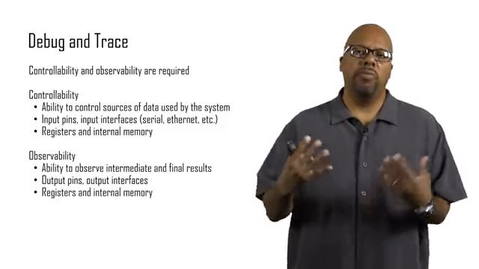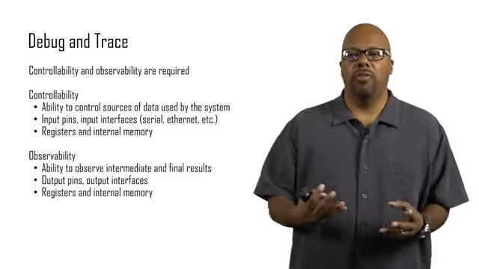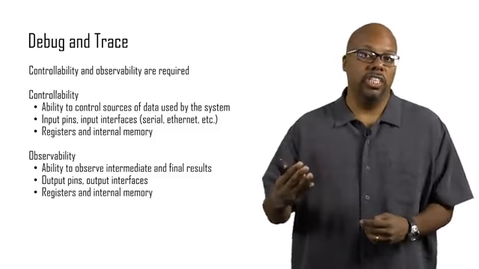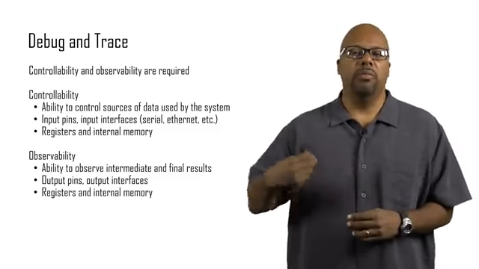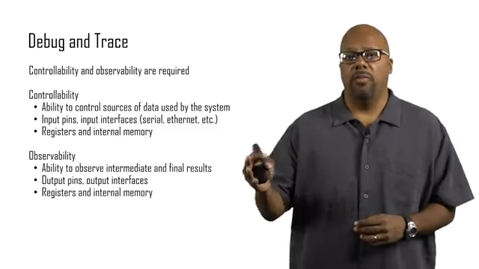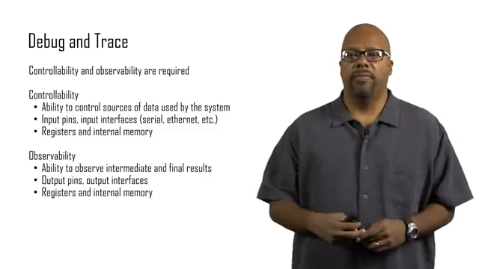So the outputs are something that you would want to observe, and we have ways of observing the outputs. At least if they're slow changing, we can observe them through a multimeter, but also through whatever the output devices are, whatever the actuators are.